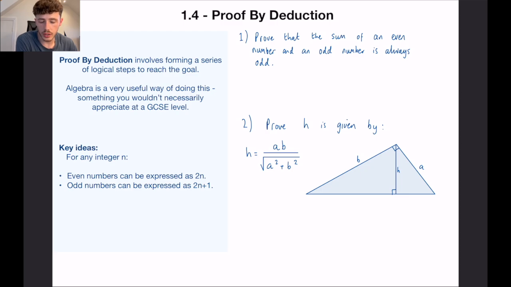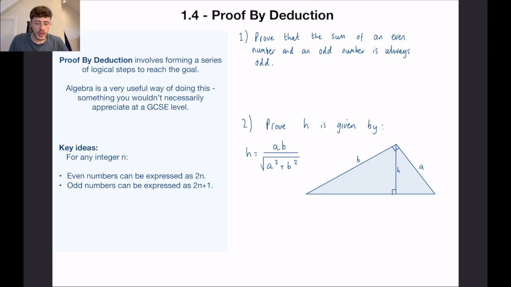Proof by deduction, another type. Now, proof by deduction involves forming a series of logical steps to reach a final goal. Algebra is a very useful way of doing this, which again is something you wouldn't necessarily appreciate at GCSE level, because they didn't really ask anything like it of you. Again, another good idea to think about.